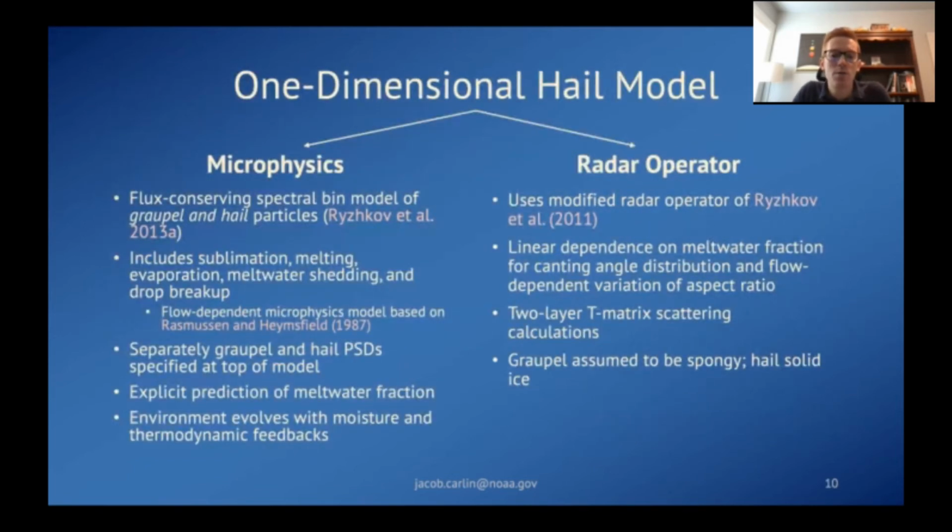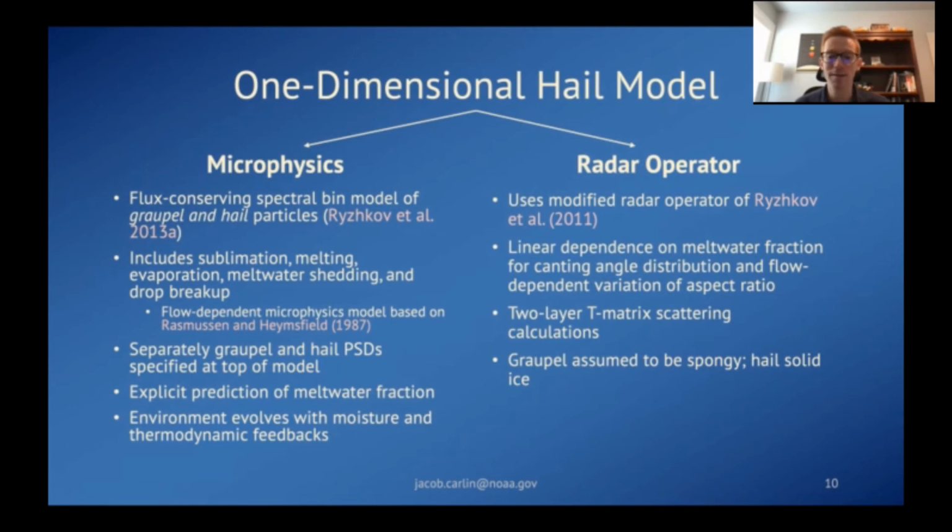So now moving ahead to the one-dimensional hail model, this is in a lot of ways very analogous to the snow model. On the microphysics side, we simulate both graupel and hail, and we can prescribe their distributions separately. So we typically use a bi-exponential distribution. And in addition to the aforementioned microphysical processes, when it comes to hail, we also have meltwater shedding, and then the breakup of large raindrops that form from much of the graupel. And the melting model here is from the flow-dependent microphysics model put forth in Rasmussen and Heymsfield.